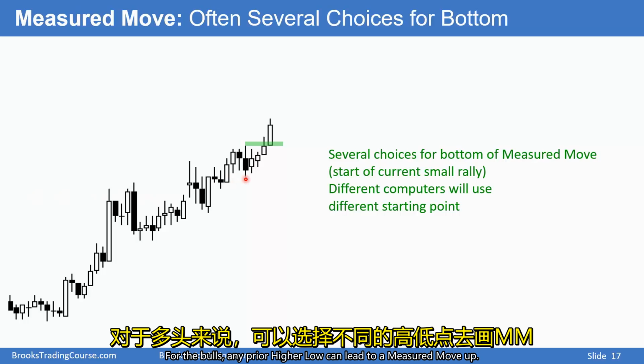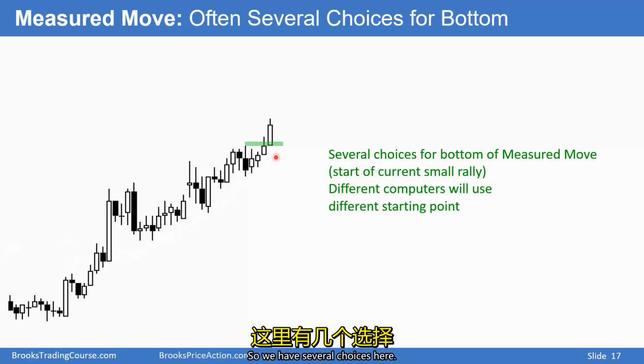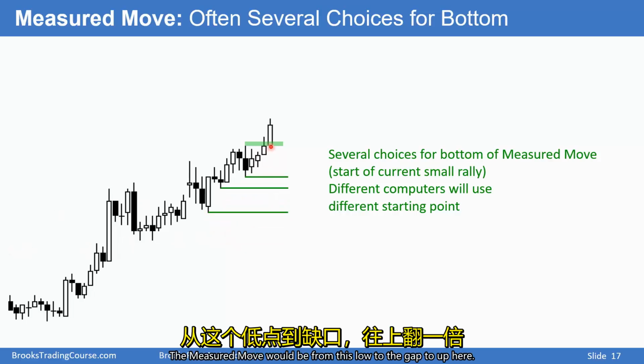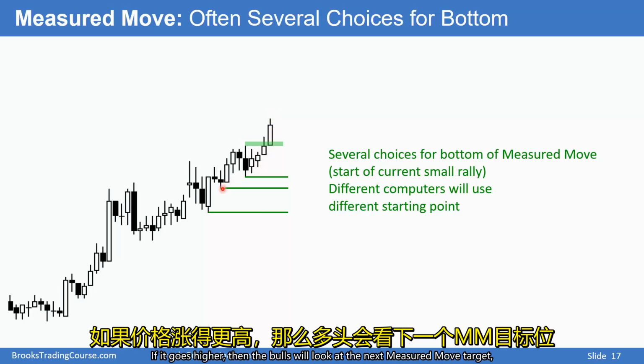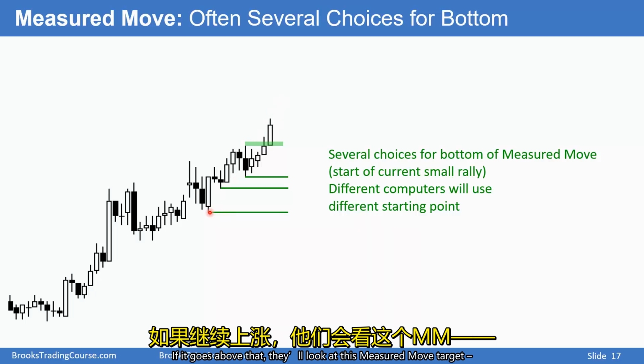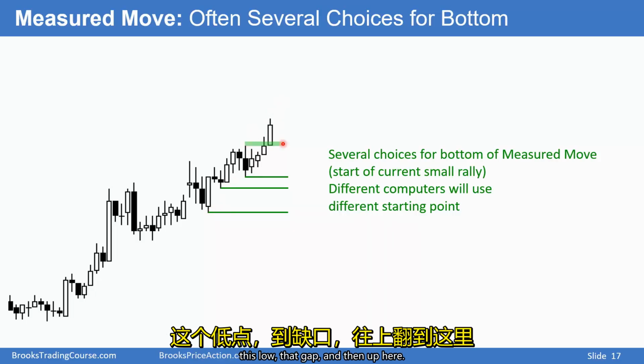For the bulls, any prior higher low can lead to a measured move up. So we have several choices here. Here, here, here. The measured move would be from this low to the gap to up here. If it goes higher, then the bulls will look at the next measured move target, which would be this low, the gap, and up here. If it goes above that, they'll look at this measured move target, this low, that gap, and then up here.